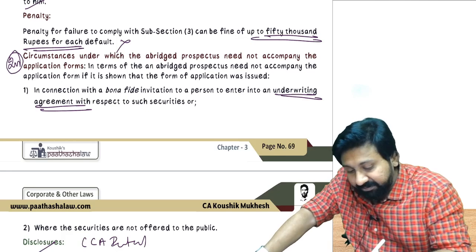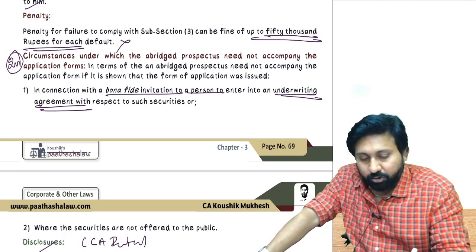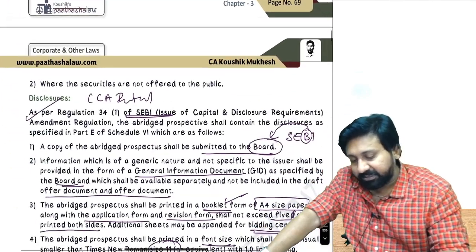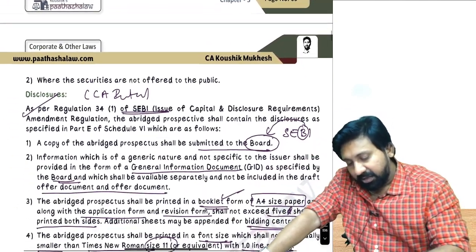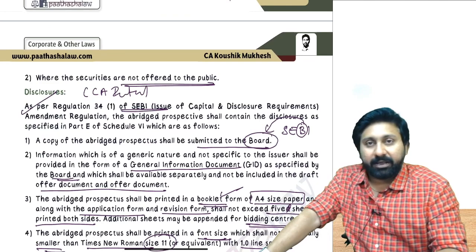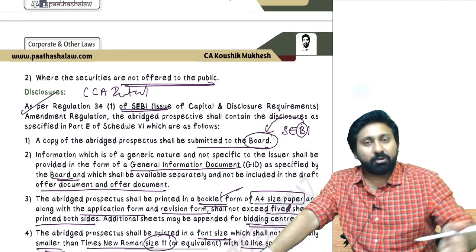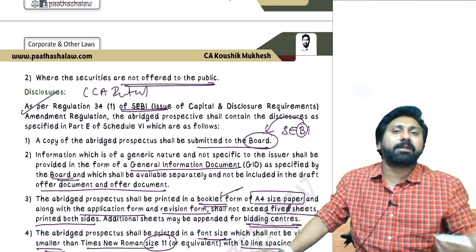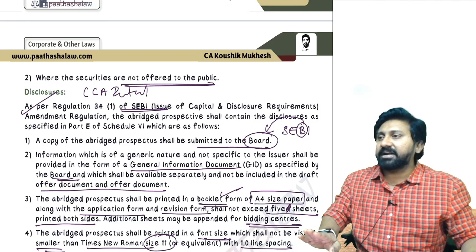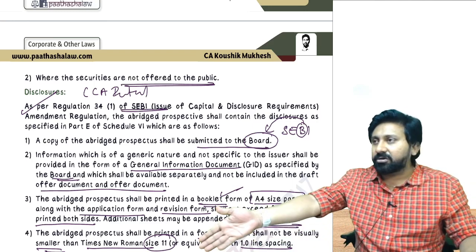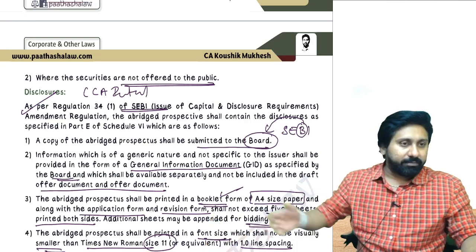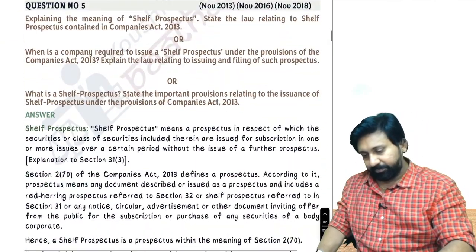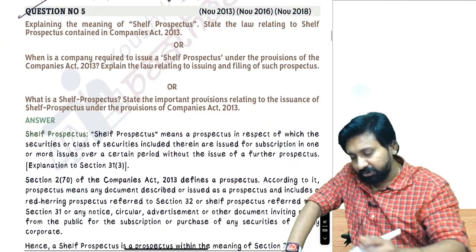So, in connection with a bona fide invitation to a person, you enter into an underwriting agreement in respect of such securities, or the securities which are not offered to the public. When the issue is not to the public, only to private people, they already know about the company. Why are you telling about the company again in the prospectus? The prospectus contains details of the company. Existing shareholders already know about it. That's it.